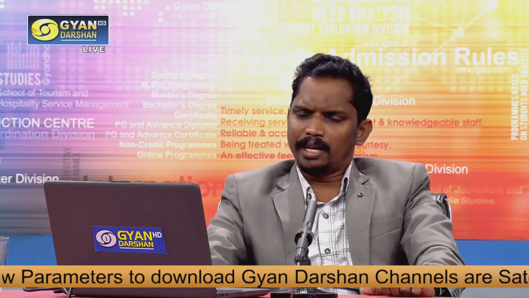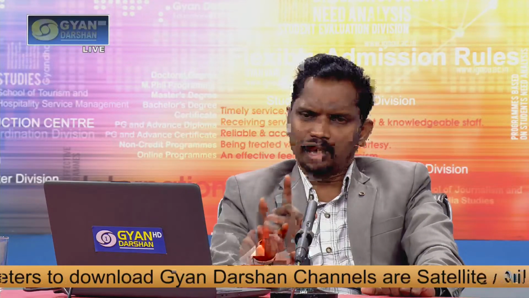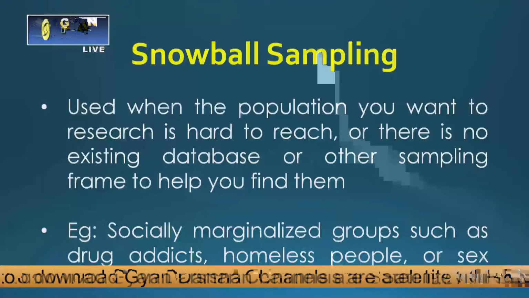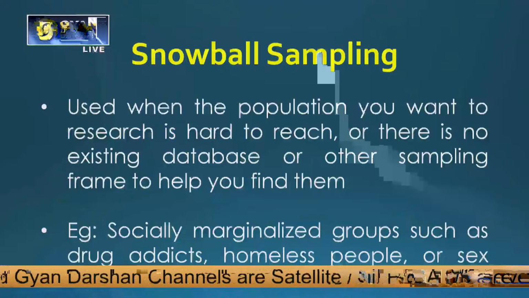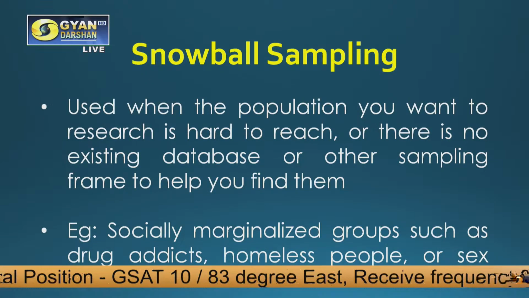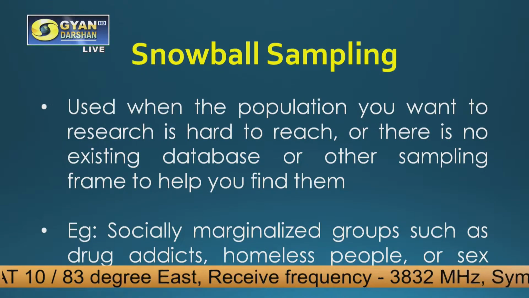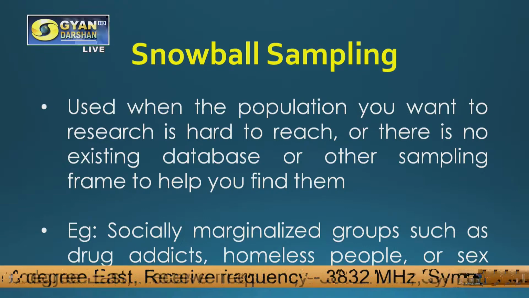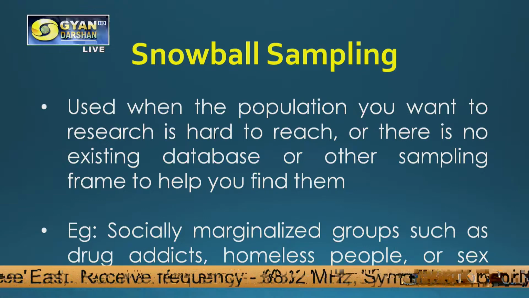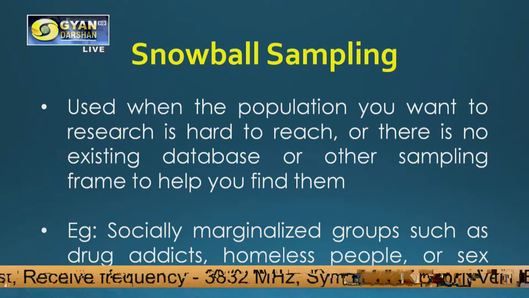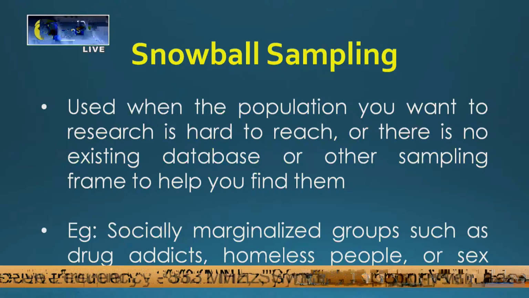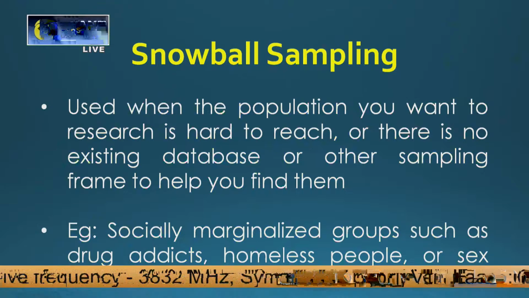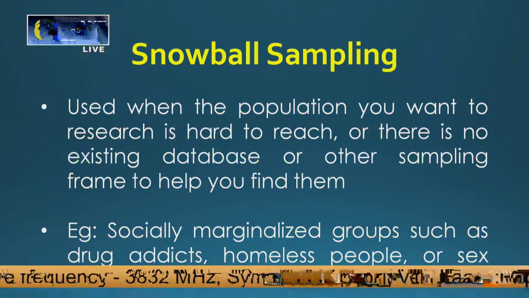Now let us see the final one, which is the snowball sampling. It is used when the population you want to research is hard to reach, or there is no existing database or other sampling frame to help you find them. You will also see some examples, like socially marginalized groups such as drug addicts. So what is the idea? The whole idea is that the samples we are looking for are very hard to reach. They are not available everywhere.